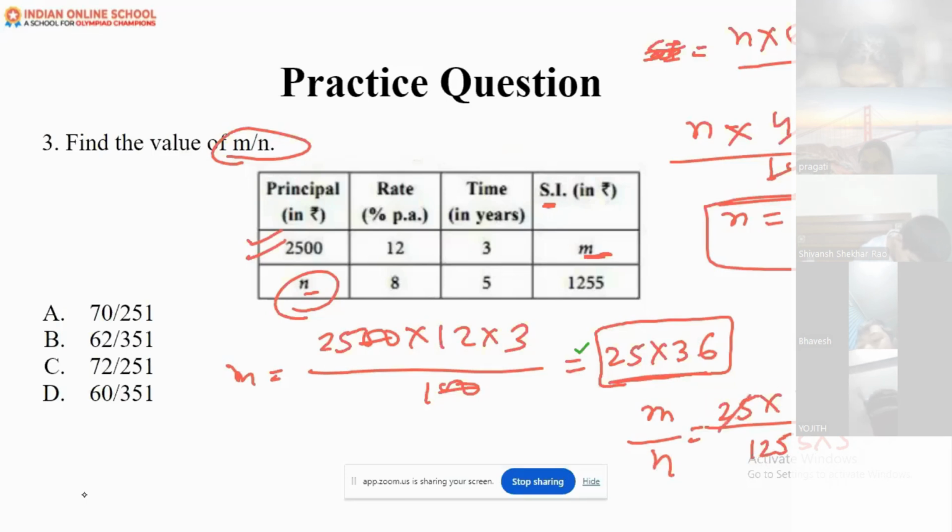So it will be 5. Now when we divide, it will be 2 and 25, so 5 and 1. So what will we have? 72 upon 25, option C. Everyone is getting the same answer? Yes, ma'am. Okay, great.